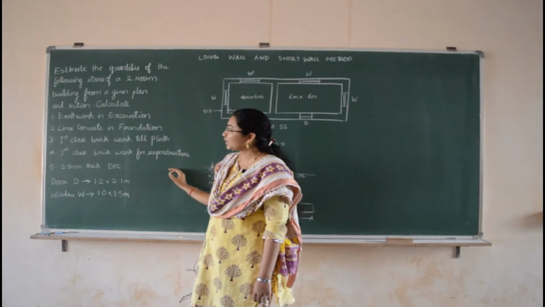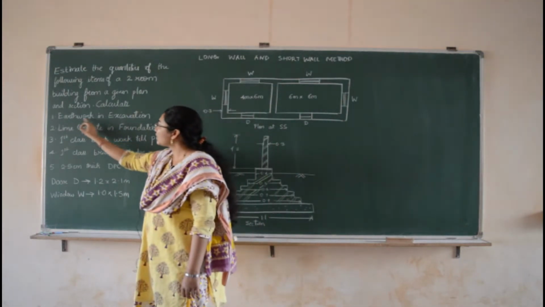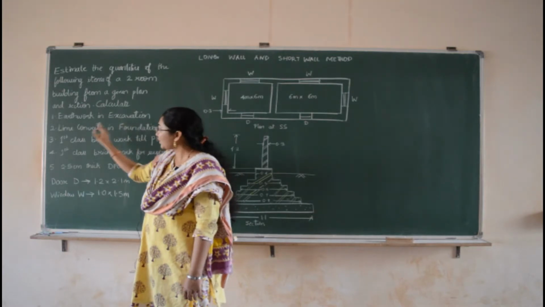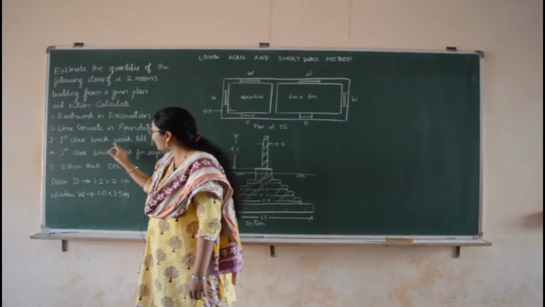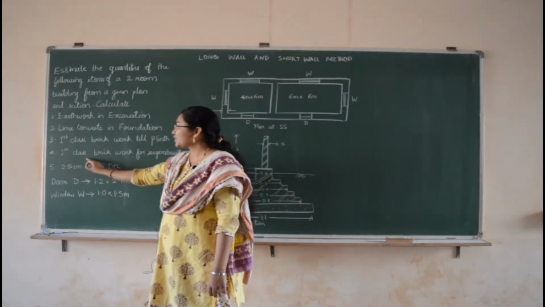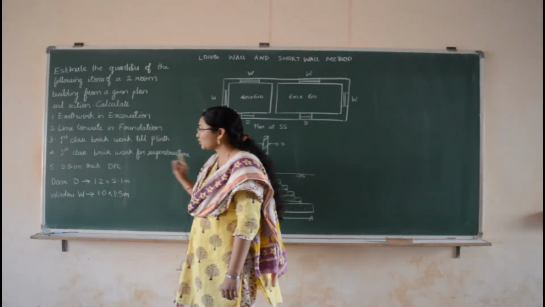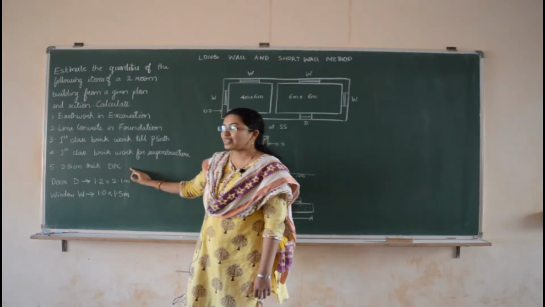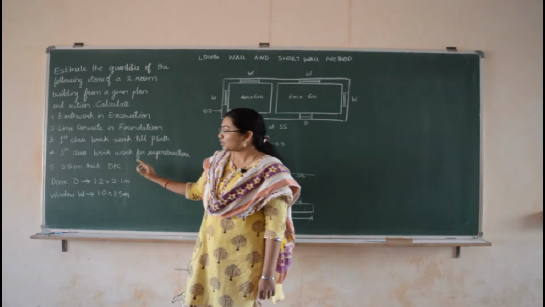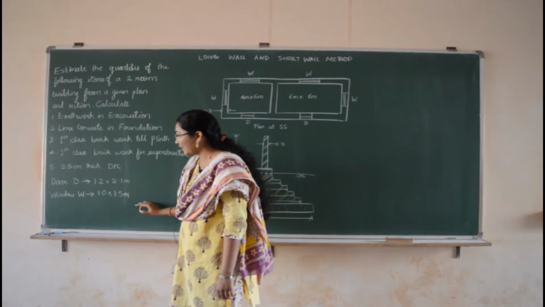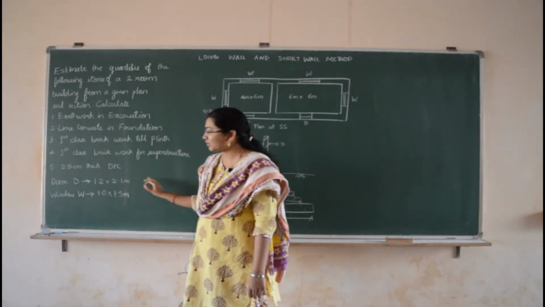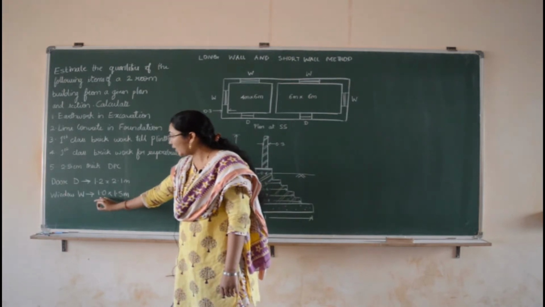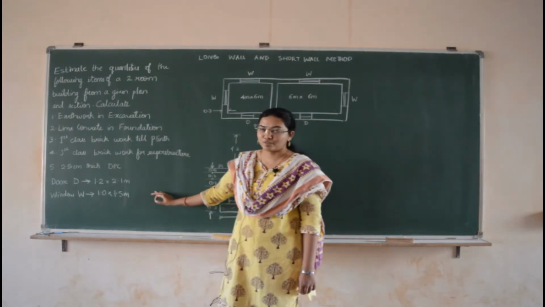They have been given 5 items. So what all we have to calculate? The first one, earthwork in excavation, then lime concrete in foundation, first class brickwork till the plinth, first class brickwork for superstructure, and 2.5 centimeter thick DPC. The door and window sizes have been given. Door size is 1.2 meter by 2.1 meter and the window size is 1 meter by 1.5 meter.